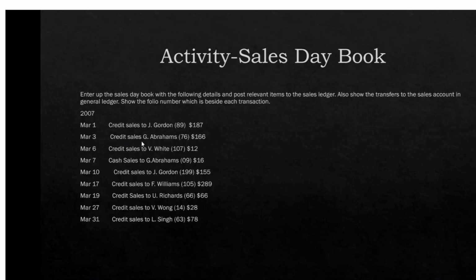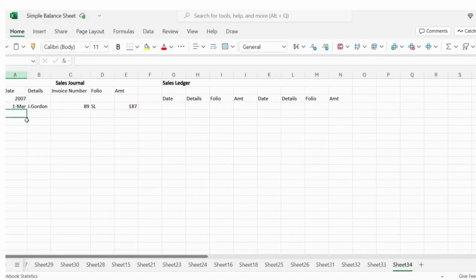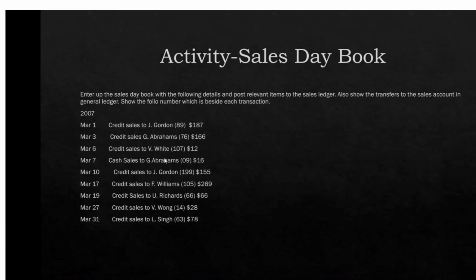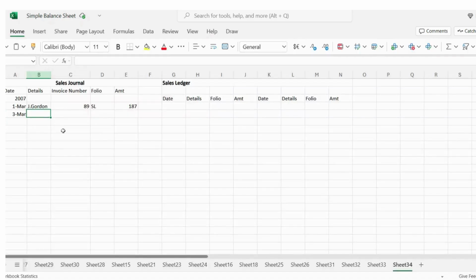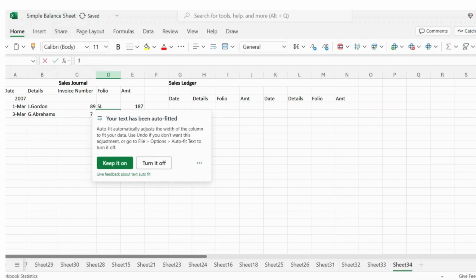3rd of March, credit sales to G. Abrahams, 76, 166. So we go to the sheet and we're going to put 3rd of March, G. Abraham 76, and it is 166.